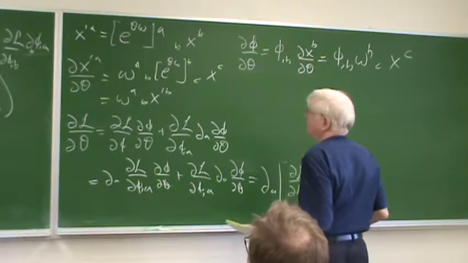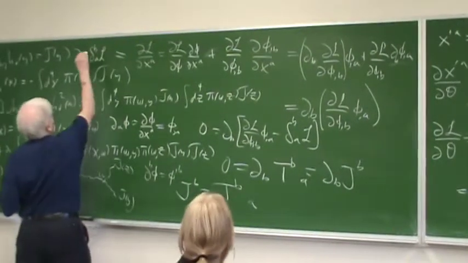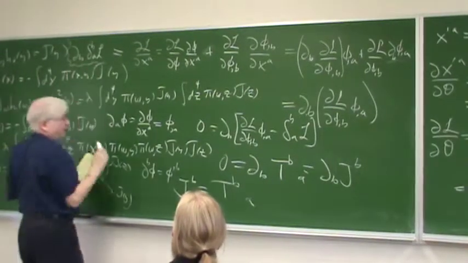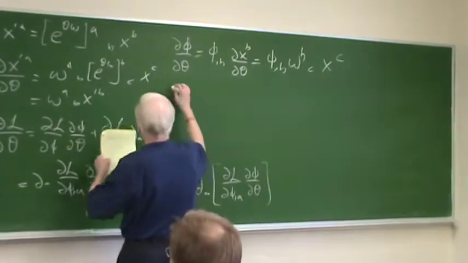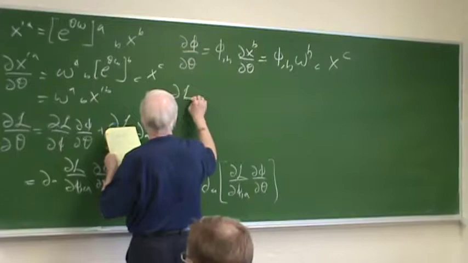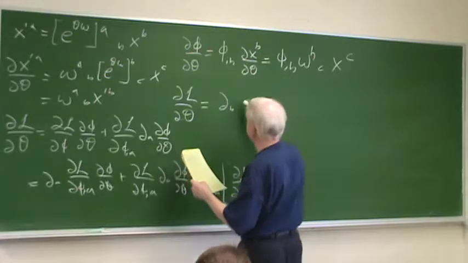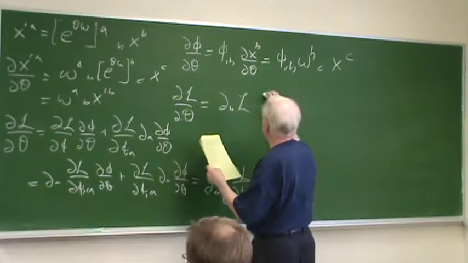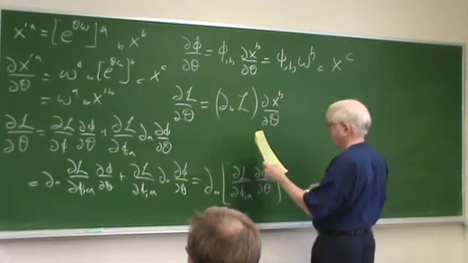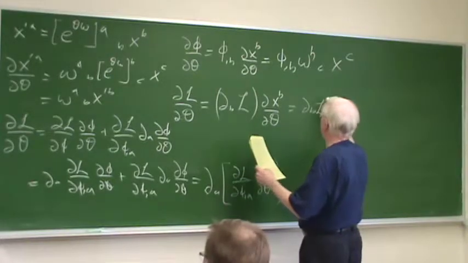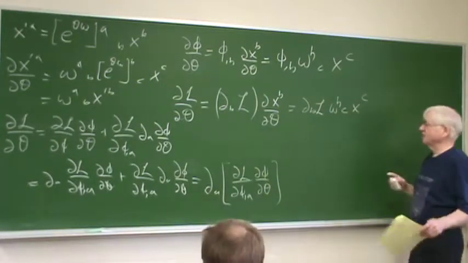Okay. But now we need to do some shenanigans with this part, the way we did over there. And I found it a little bit trickier. It's partial L, partial theta. Well, we can call this the B derivative of L, and then we have partial x_b, partial theta, like that. Okay. And so that's d_B L times omega_bc x_c. Okay, now here's the cute thing.